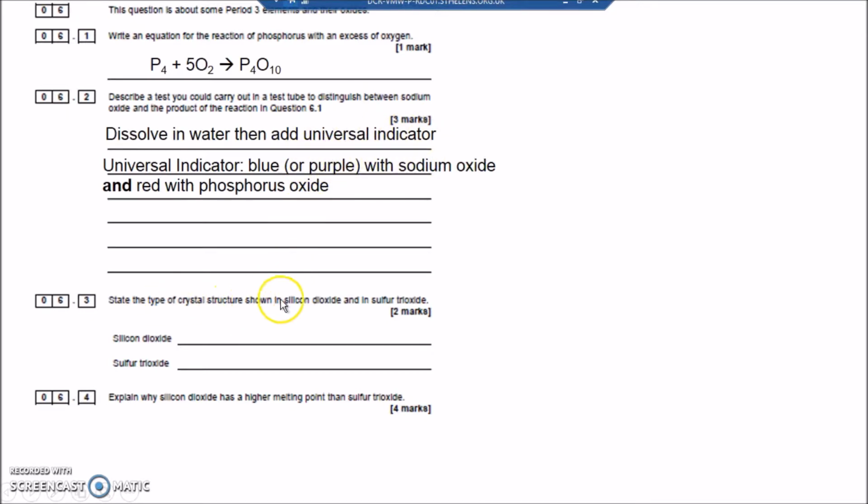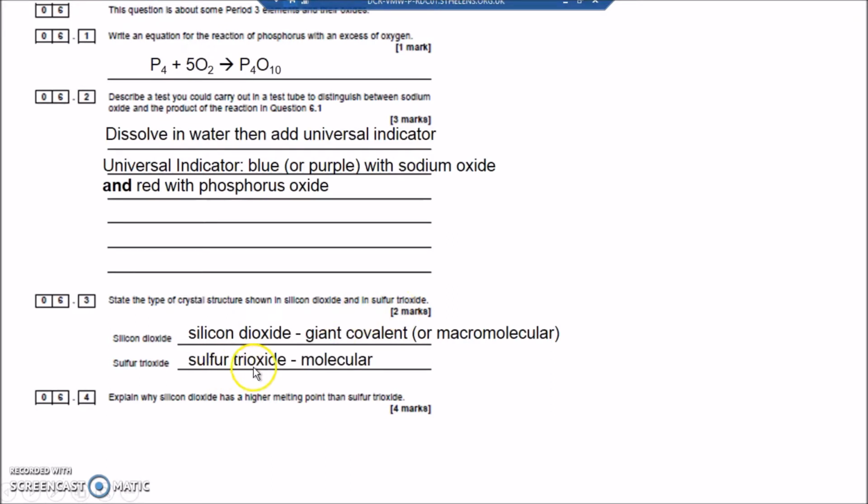State the type of crystal structure shown in silicon dioxide. Well, silicon dioxide, sometimes called silica, is the main constituent of sand, and it's got a large macromolecular structure, a giant covalent or a macromolecular structure, a bit like diamond, where it's all held together by strong covalent bonds.